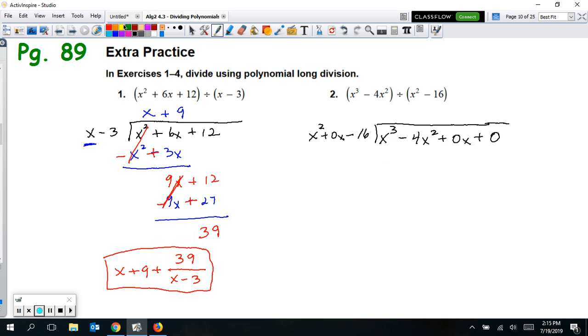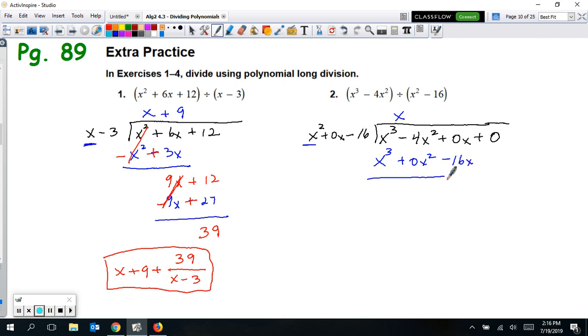Okay, so now again we have our go-to term as the very first one on the outside. We keep looking at that one to see, okay, what do we need to multiply x squared to get an x to the third? Well, that's just another x. It needs to be multiplied by x. So put up x on top, and then multiply x times all three of these. So you have x times x squared is the x to the third, so they match. X times 0x right here will give you 0x squared. So we'll just put plus 0x squared. And then x times the negative 16 is negative 16x there.